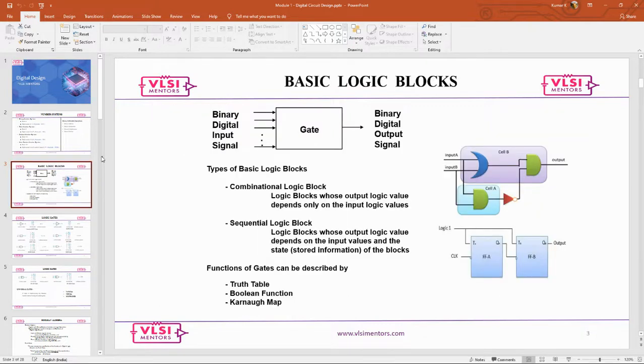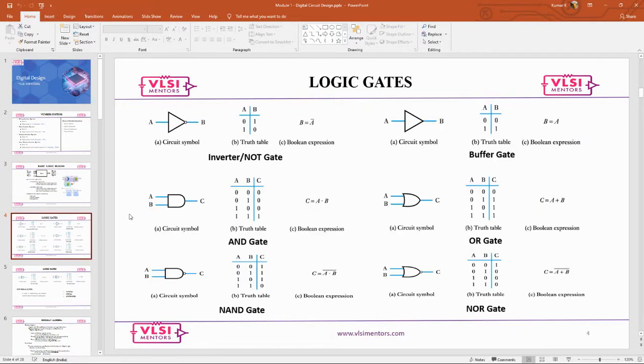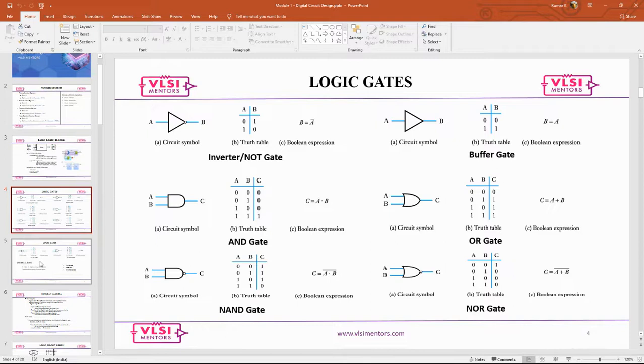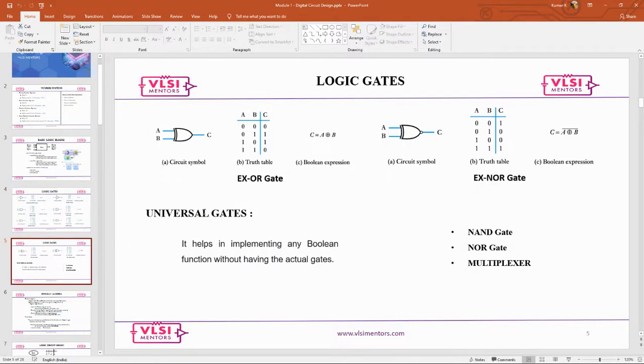Basic building logic blocks. We have gone through the basic gates, all the kinds of gates and where they would be used, and we also have gone through the universal gates.